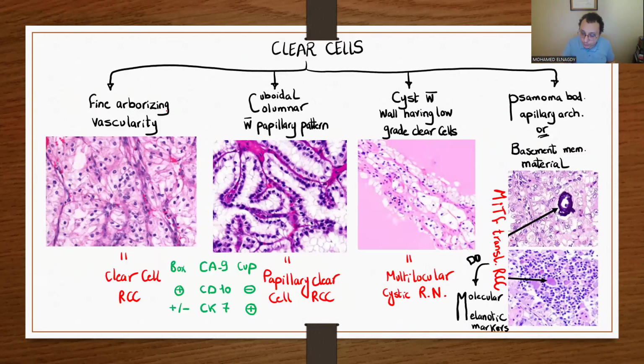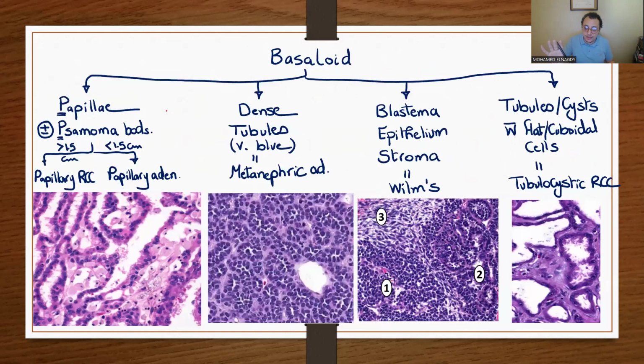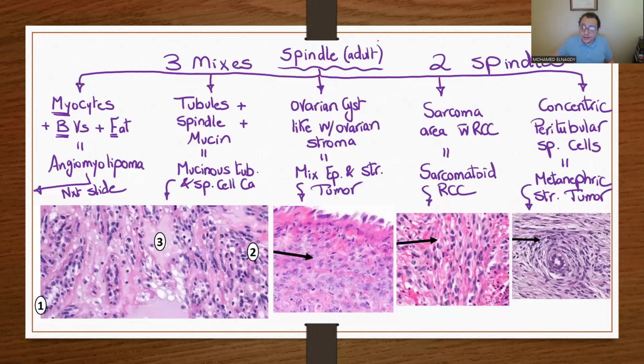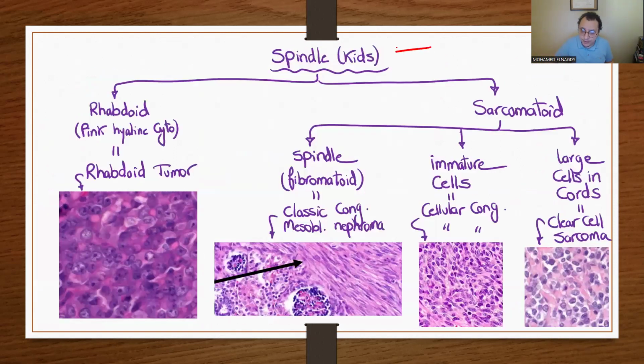And I remember last session, we went over the algorithm for the clear cells and the path algorithm for the eosinophilic tumors, and the path algorithm for the basaloid, which is the blue, or just light blue, which is the papillary and the tubulocystic. And then we didn't go over the spindle, correct? We didn't go over the spindle algorithm for the adults and for the pediatrics, spindle adults and spindle kids.